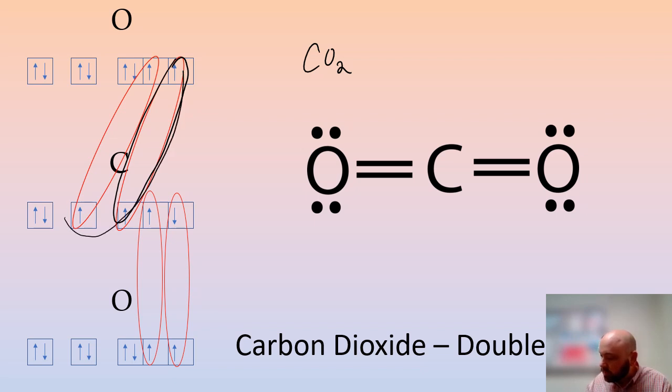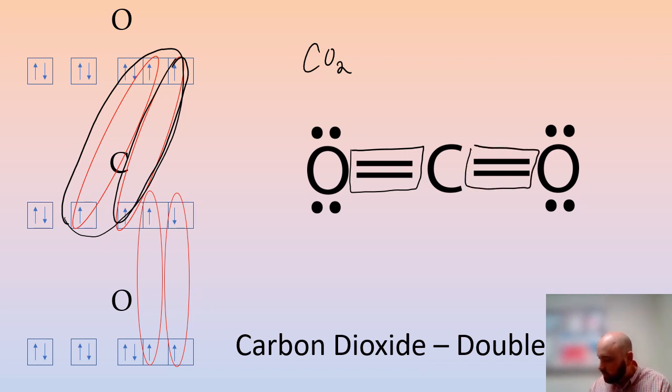When 4 electrons are shared between atoms, we call that a double covalent bond, or just a double bond. We indicate that 4 electrons are being shared between atoms by drawing 2 lines between the atoms in the molecule. Those 2 lines represent the 4 electrons being shared between the carbon and the oxygen atom circled. These 2 lines would indicate the other 4 electrons being shared between the carbon atom and the other oxygen atom.